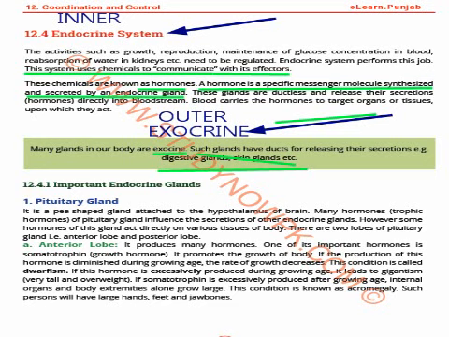Now we are discussing the important endocrine glands. First is the pituitary gland. So first we have to go through the diagram.